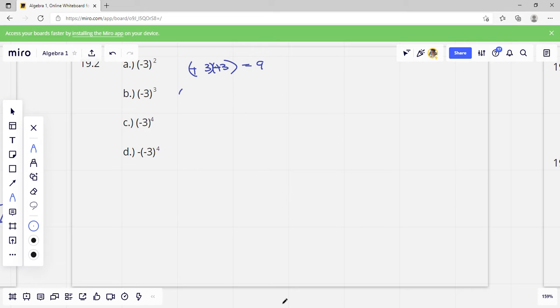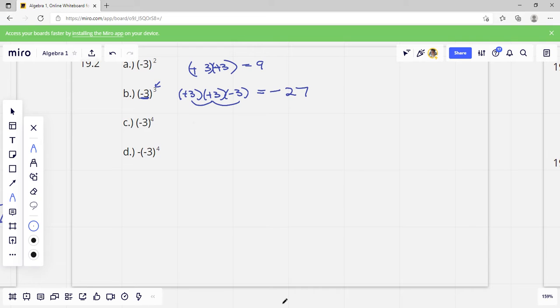Next one, I'm going to have negative 3 times negative 3 times negative 3. My base is negative 3. My exponent is 3. That means I multiplied it 3 times. 2 of these negatives will cancel, but we're going to end up with a negative number. 3 times 3 is 9. 9 times 3 is 27. So that one came out negative.